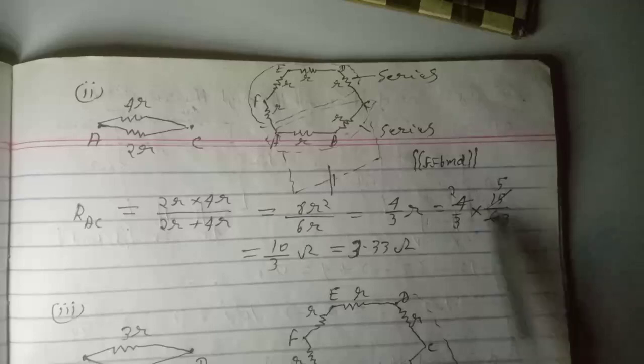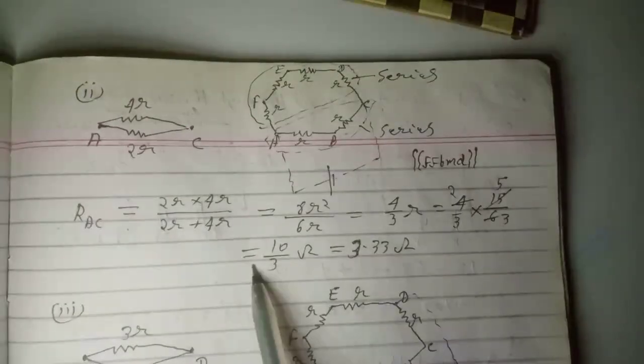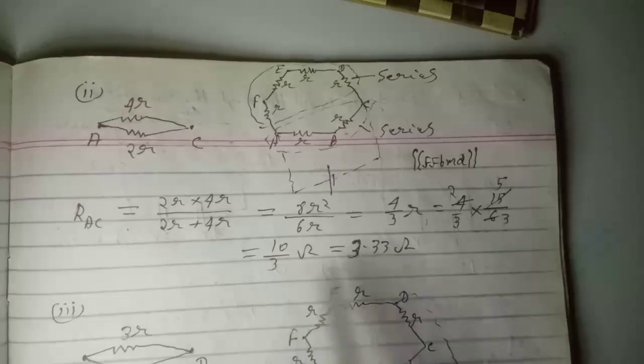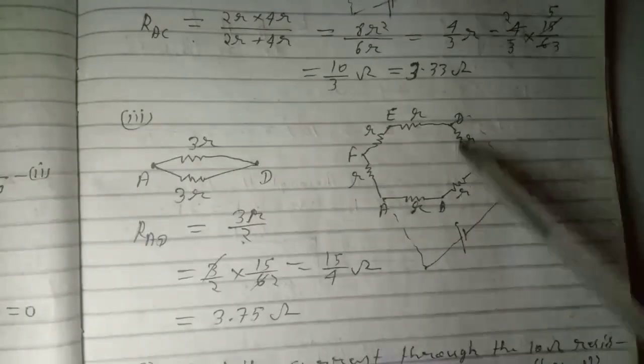Putting the value of R as 15 by 6, we have RAC equal to 10 by 3 ohm, 3.33 ohm. Next, third, and this is the shown condition.